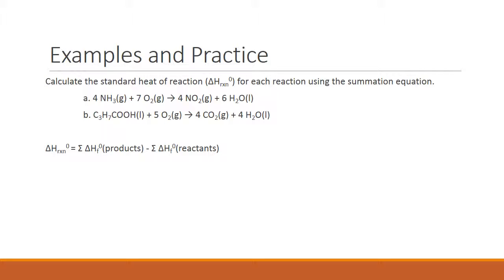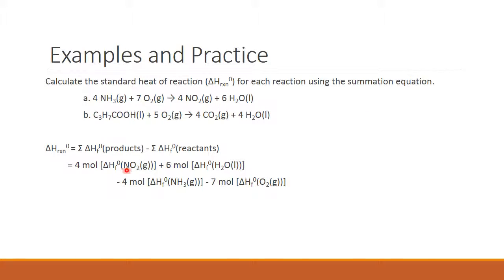Alright, this first one here, we're going to use the summation equation as we're told. So from the previous slide, we know that's the standard heat of formation of the products minus the standard heat of formation of the reactants. So when I look at my equation, I can see I have 4 moles of nitrogen dioxide and 6 moles of liquid water. And so to start, I will have 4 moles times the standard heat of formation of nitrogen dioxide gas plus 6 moles times the standard heat of formation of liquid water.